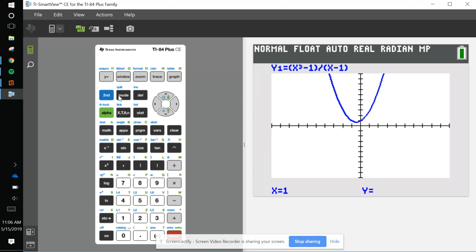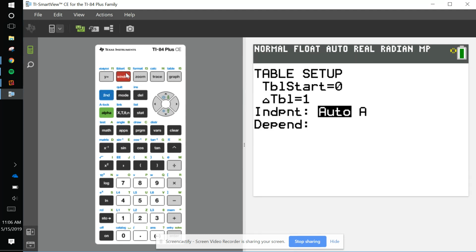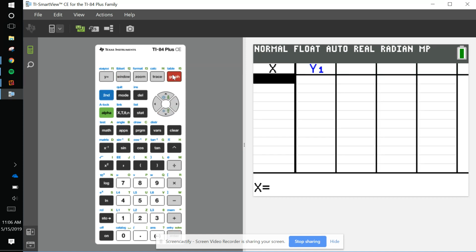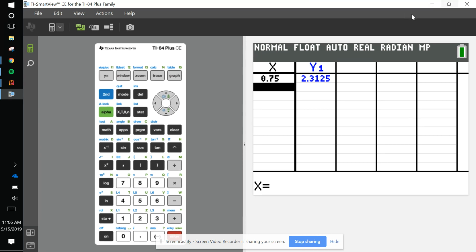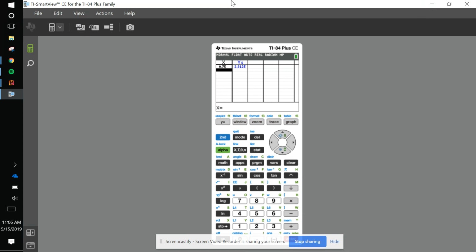I'm going to use my table, so second table, and I'm going to change my table set to ask instead of auto. We did this at the beginning of the year. Okay. And I'm going to go ahead and start at 0.75. And I get an output of 3.3125.